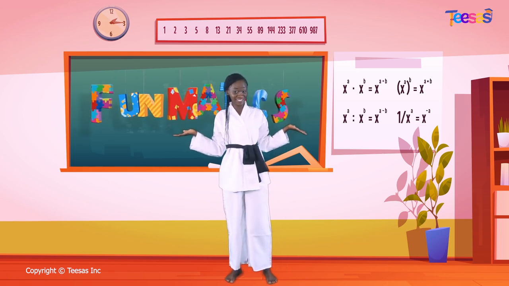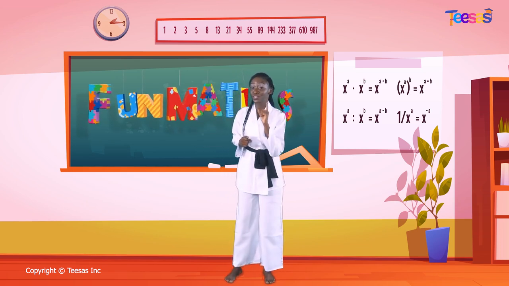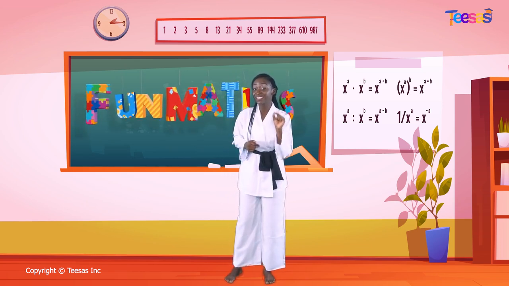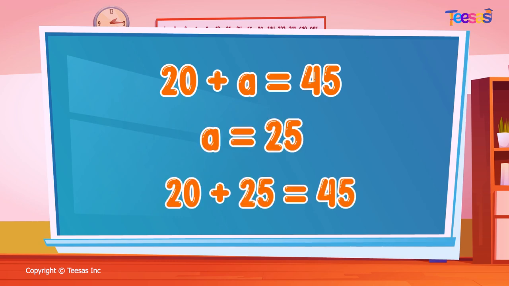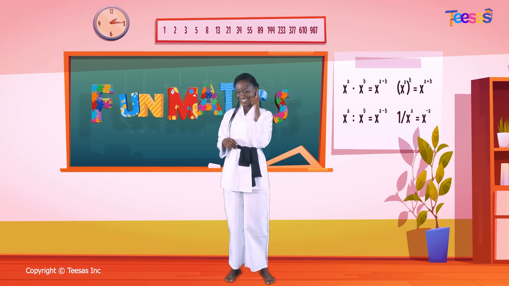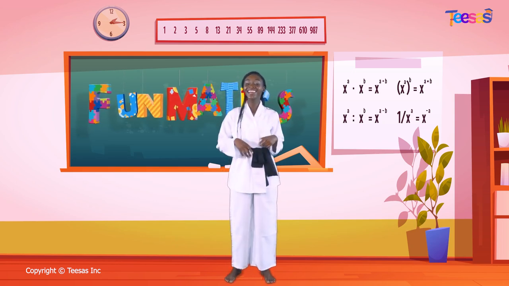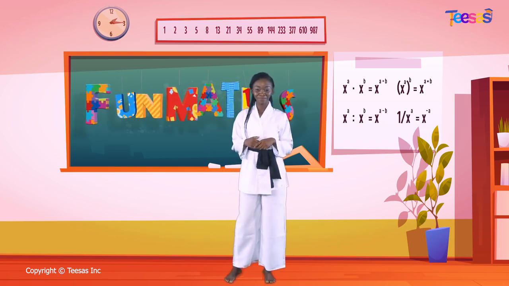But how do we do this? By substituting the value of the variable into the equation. 20 plus a equals 45. Remember that a is 25. So 20 plus 25 equals 45. We got it right. Let's have another example.